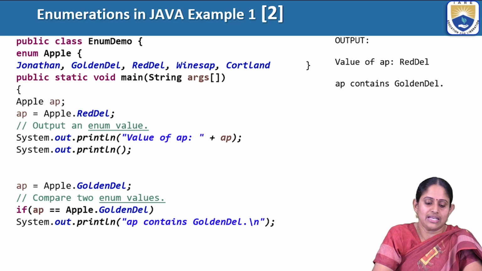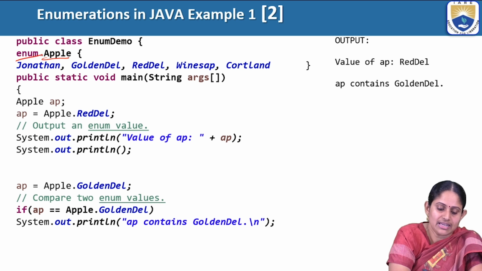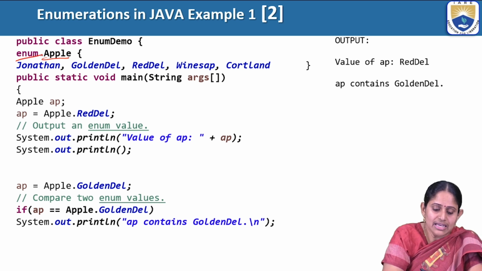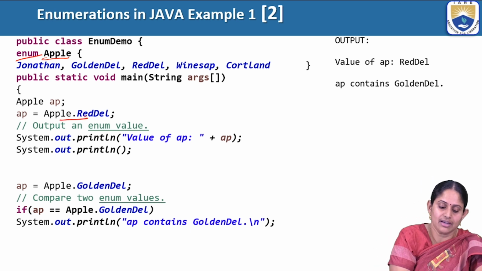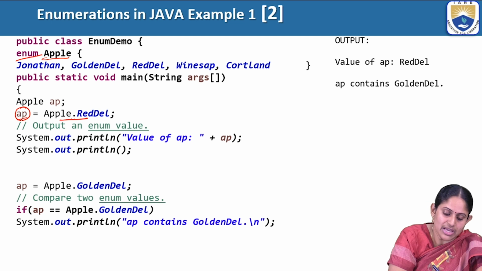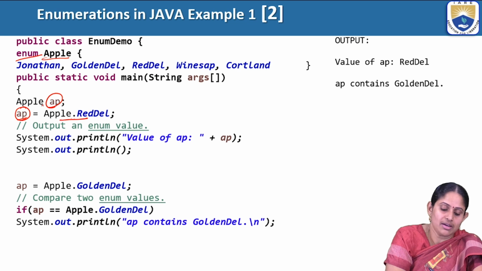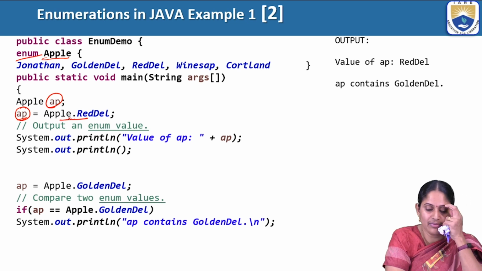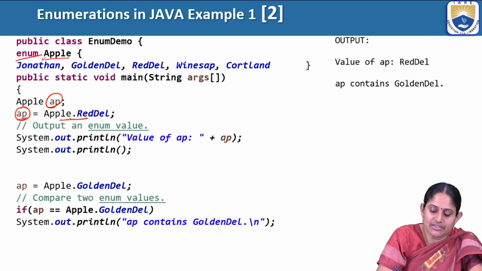So let's look into an example. Here we are creating an enumeration named Apple with the keyword enum. You can assign the value of some enumeration constant. Here the enumeration value is RedDel. That RedDel value will be assigned to AP, which is an enumeration variable. So we are assigning the RedDel value of the Apple enumeration to it. And when you print that value AP, we get the value RedDel itself.